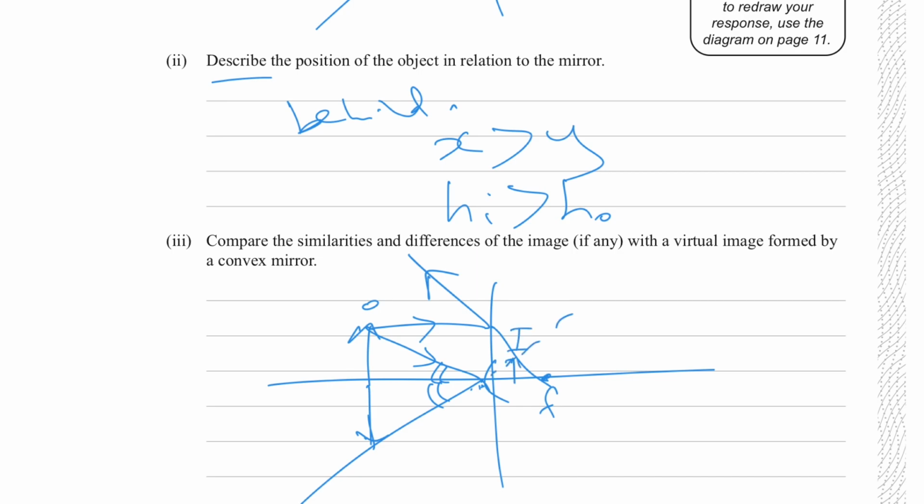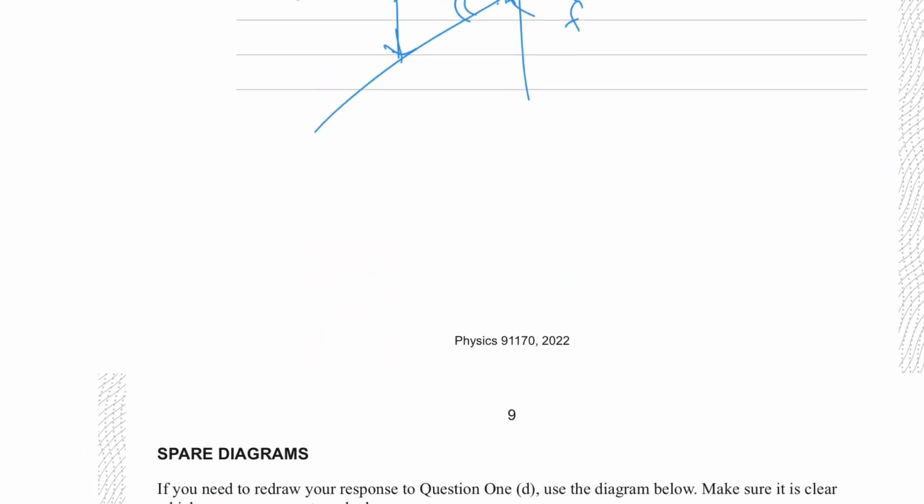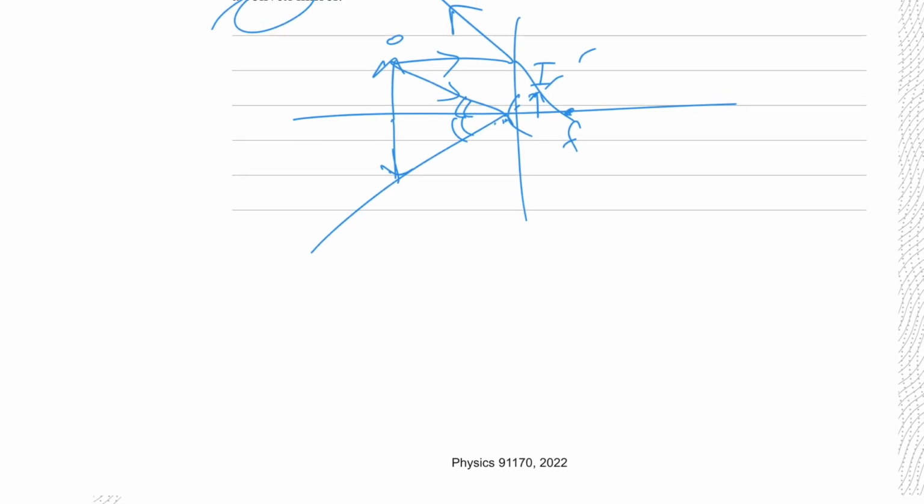So they're both upright. That's the same thing. They are both virtual. That's the same thing. And the difference is, for a convex mirror, it's going to be diminished compared to the one above. So there we go. That's your 2022 Waves paper.